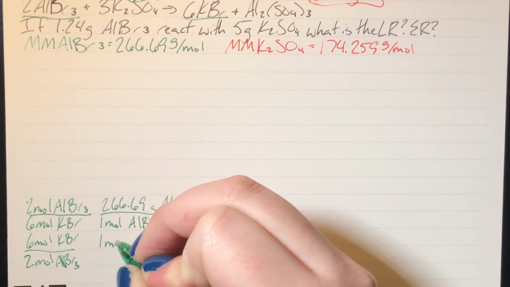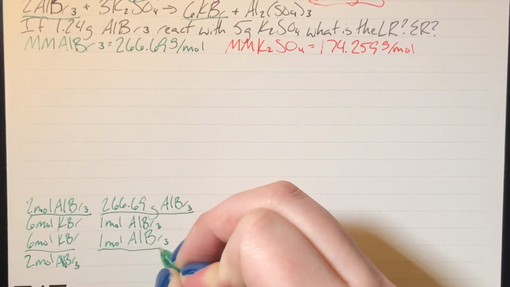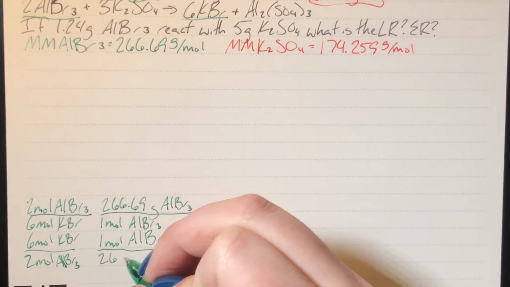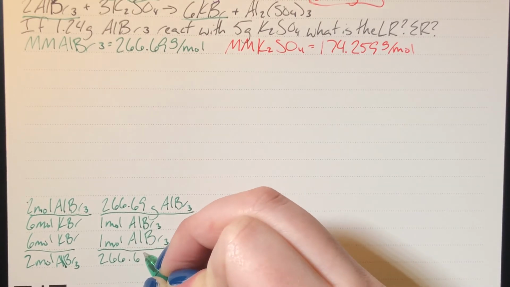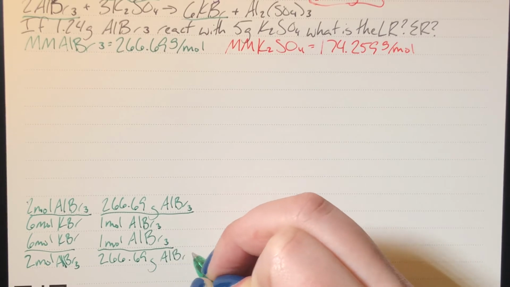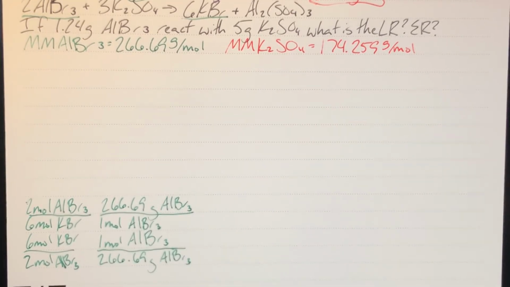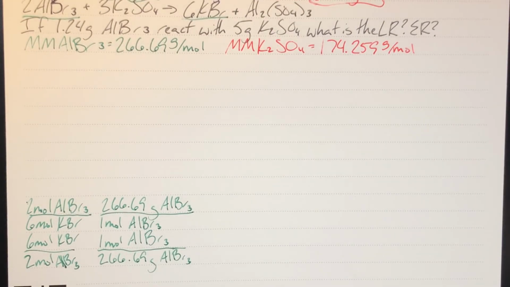Now I have a couple of options for what I could do, since they didn't actually ask me for a particular unit for my answer to be in. All I asked was just that I determine what the limiting and excess reagents are. So again, I get to pick the end unit. And I'm going to go ahead and decide that I don't want to end in grams.